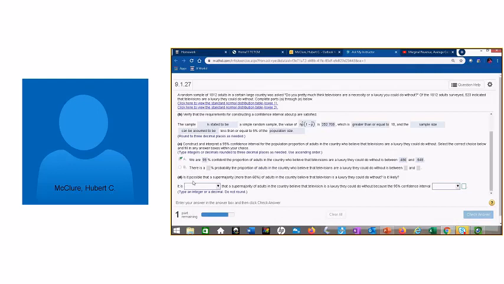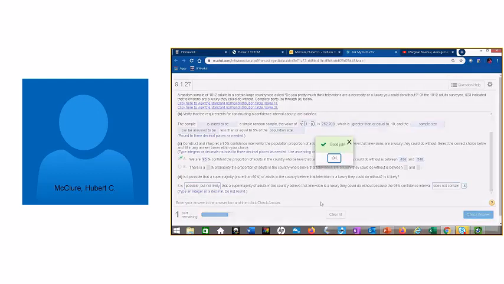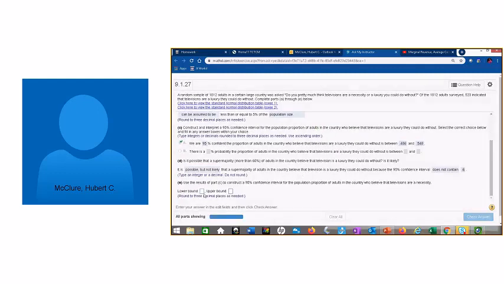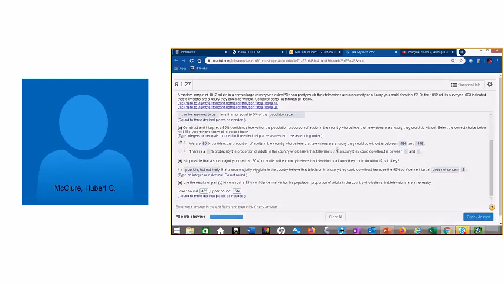Okay, and does 60% fall in there? No. So it's possible but not likely, because the interval does not contain 0.6. And the bounds for q hat are 0.452, well, there's my zip code, and 0.514, if I did my math right in my head.